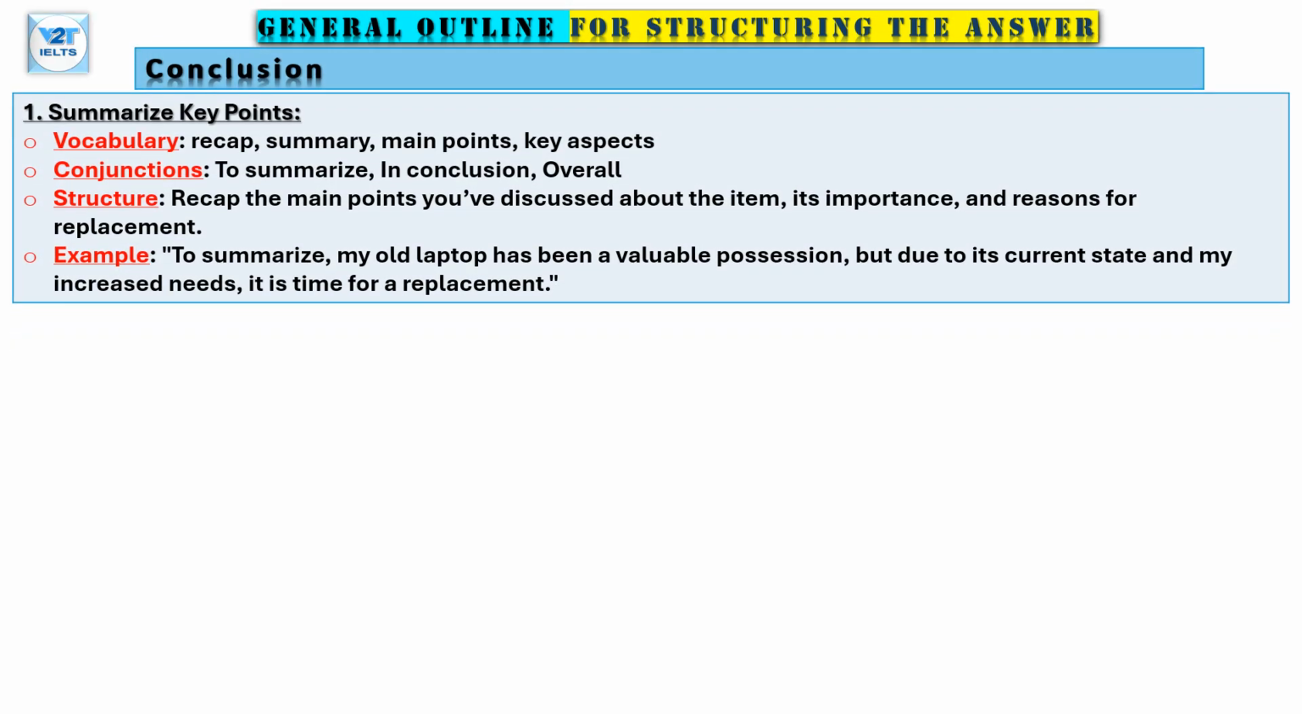Conclusion. 1. Summarize key points. Vocabulary: recap, summary, main points, key aspects. Conjunctions: to summarize, in conclusion, overall. Structure: recap the main points you've discussed about the item, its importance, and reasons for replacement. Example: to summarize, my old laptop has been a valuable possession, but due to its current state and my increased needs, it is time for a replacement.